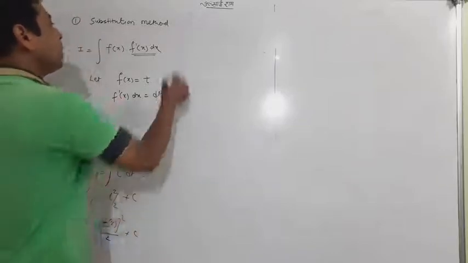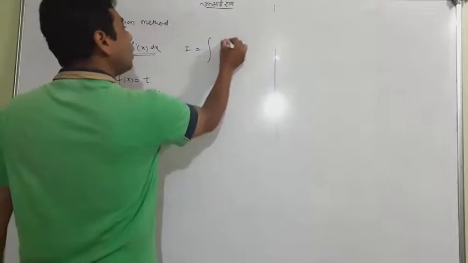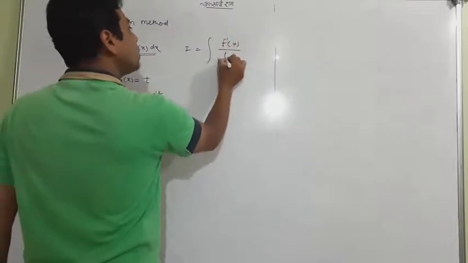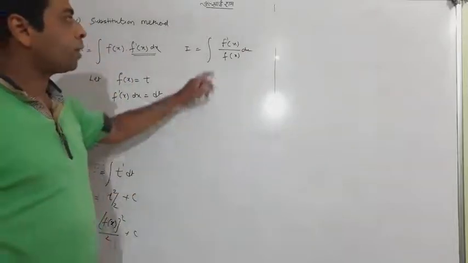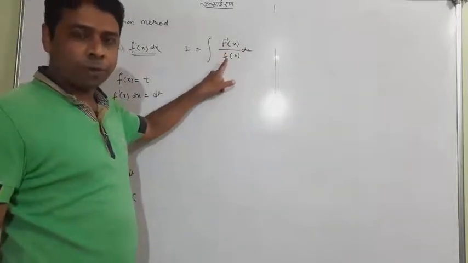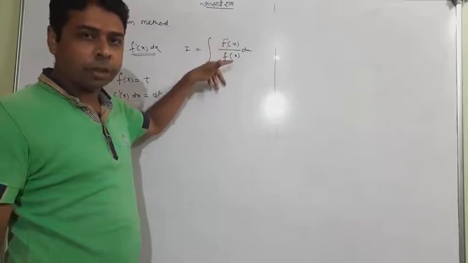This is a very basic concept. Now let me write one more condition here. Suppose this question comes to you as f dash x upon f of x, where f dash x is the derivative of f of x, and these two terms are coming on the denominator side.